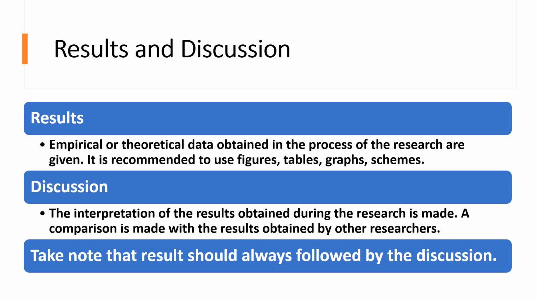After the methodology is the results and discussion. The results are the empirical data gathered during the research process, and these results come from the analysis made by the statistician. So these are figures, tables, graphs, and schemes. Basically, results are those figures.